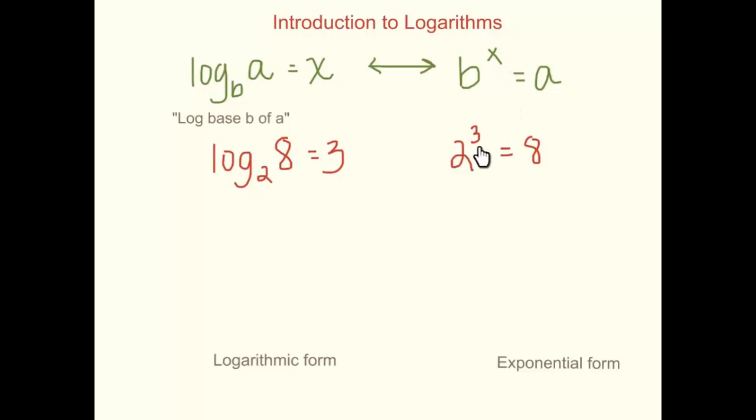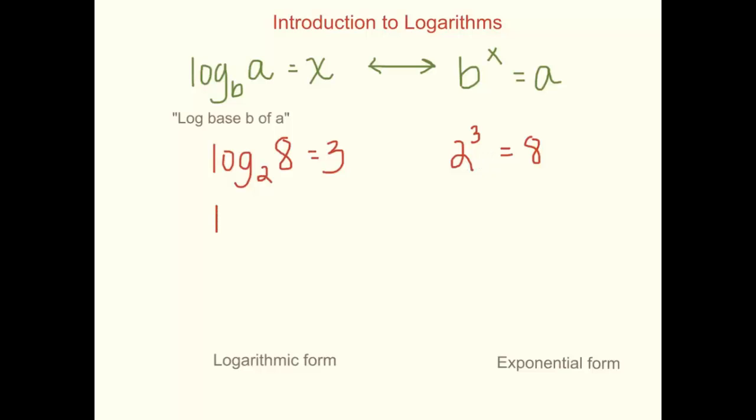So I just kind of played the matching game, and I started with a sentence that we knew was true in exponential form, and I rewrote that same sentence in log form. Log base 2 of 8 equals 3. Another way of thinking about it is that 2 to the power of 3 equals 8. The exponent that we put on 2 to get 8 equals 3.